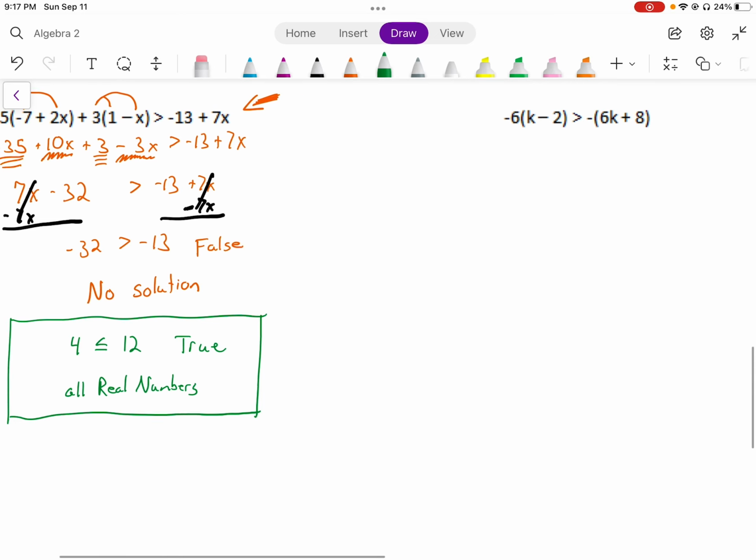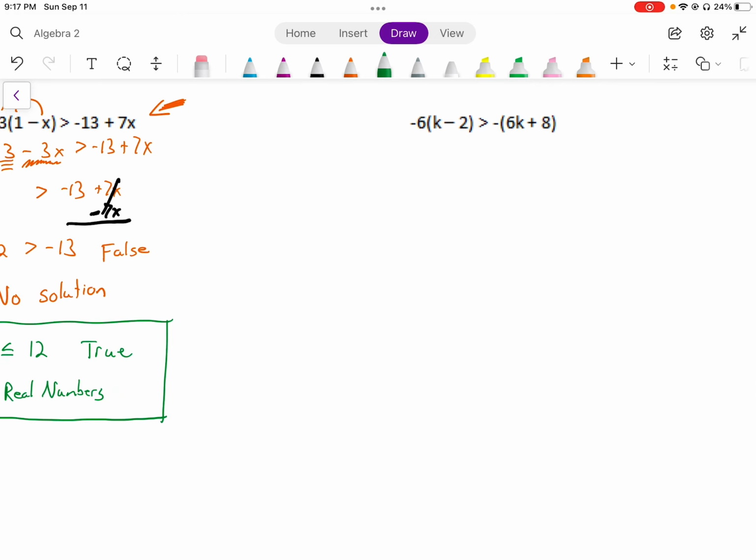All right, this last one here. Looks like we have a negative to distribute. So we have negative 6k plus 12 is greater than, this negative gets distributed, negative 6k minus 8. Look at that, we're going to have one like what we just mentioned. Let's get all the k's to the left side. So we add 6k to both sides. Up, the k's are completely gone.